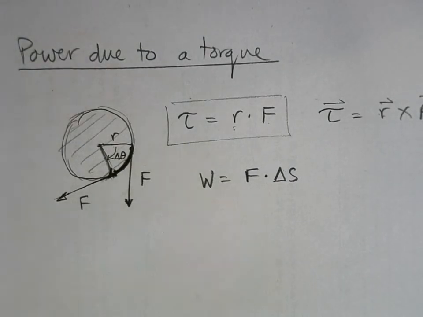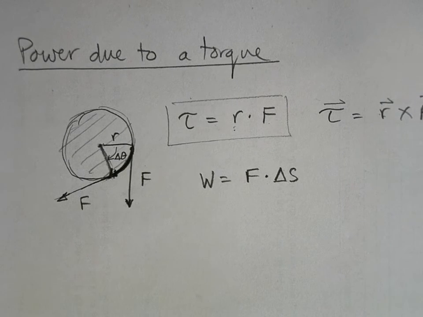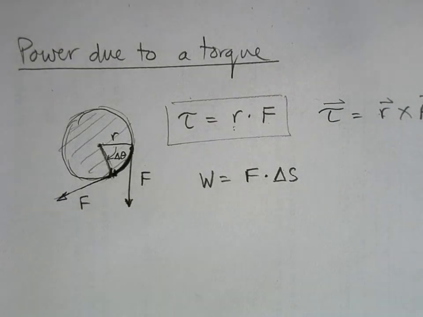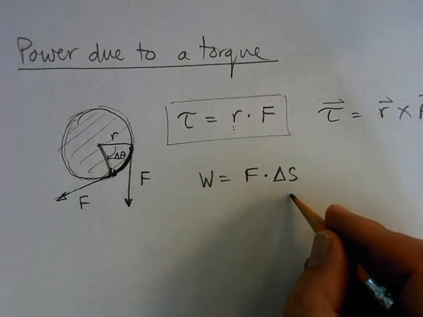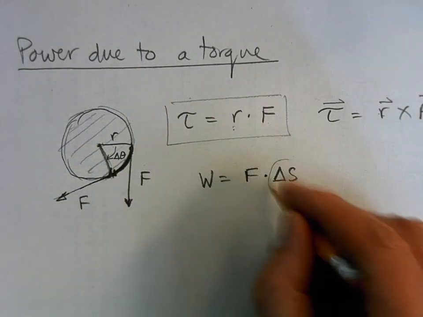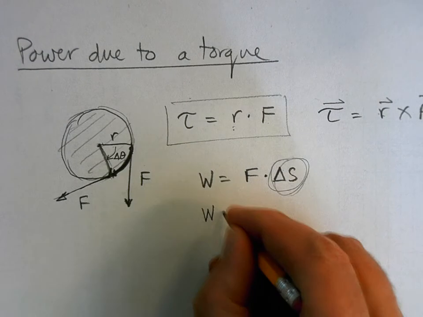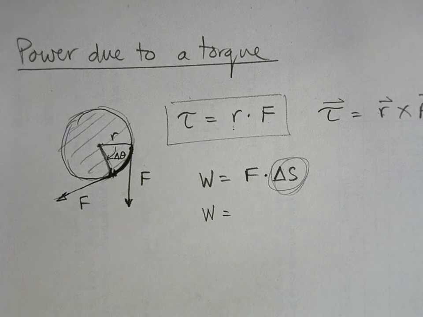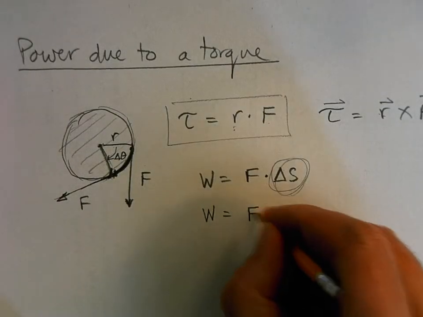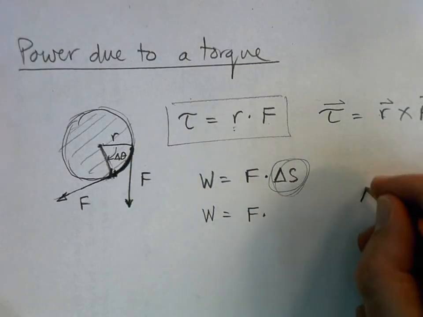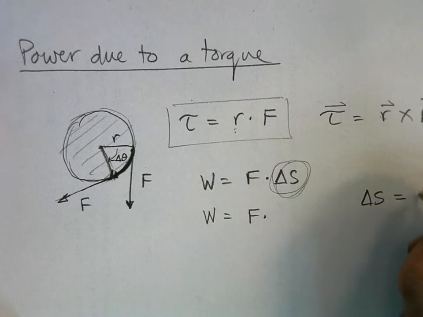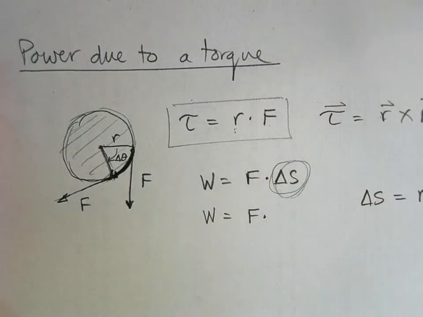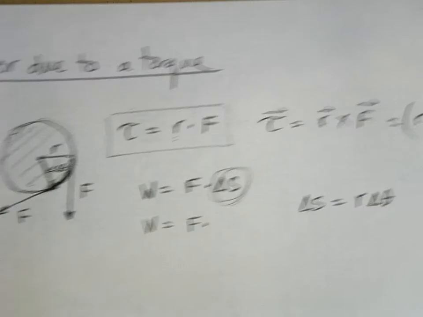Now, we talked about radians a few weeks ago. We have to go back to that. And so what I'm going to do is say that this delta s right here, so the work that got transferred by applying that force and making this thing rotate, is the force times delta s. Now, delta s is equal to r times delta theta.